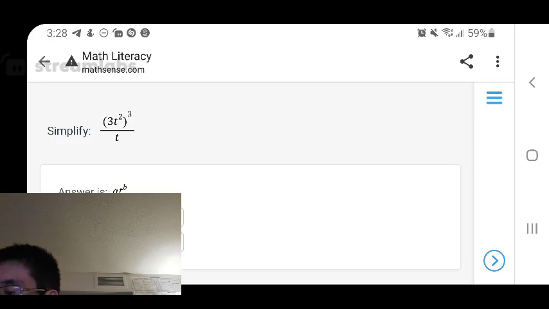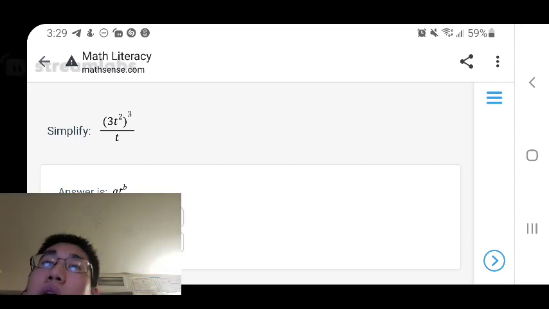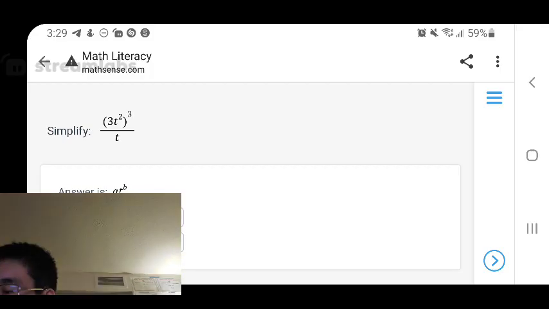Okay. Simplify. Oh, you want A and B. Write down the question first. 3 cubed is 27. Yep, 9 times 3. This you multiply the exponent. 2 times 3 is 6. Divided by T is 5. So 27 is A. B is 5.